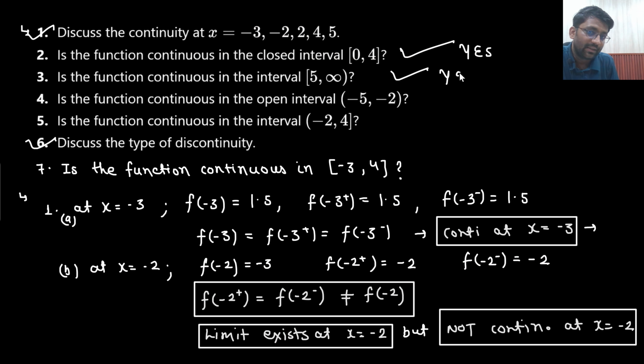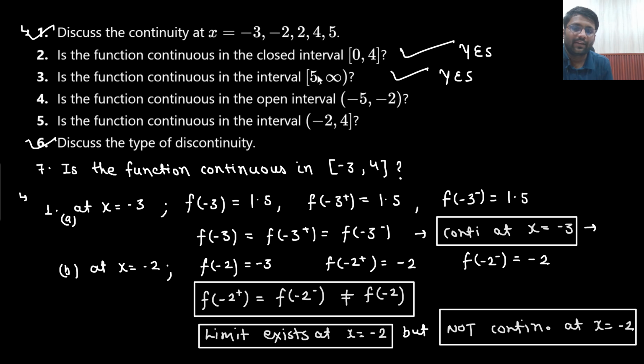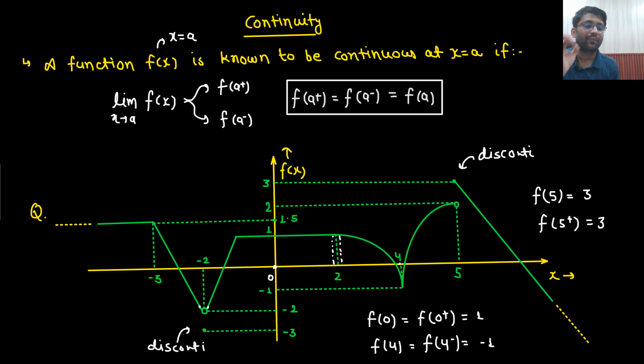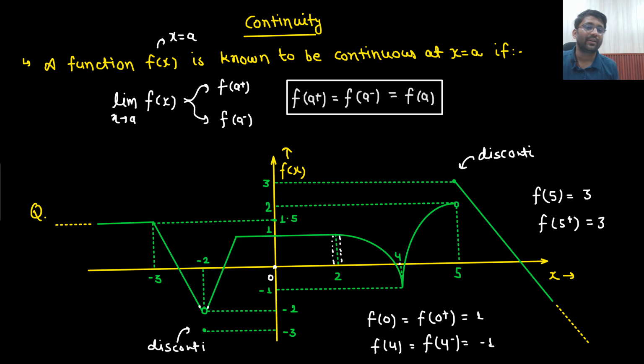But someone will think that, sir, at x equals 5, the function is discontinuous. We have seen that at x equals 5 the function is not continuous. So since 5 is included, the answer should be no. Wrong. Why is that so? Because if I am talking about the closed interval, I only care about 5 and 5 plus. I don't even care about 5 minus. 5 to infinity means 5, 5 plus and all other points. So at 5 and 5 plus, they are the same. So yes, it will be continuous.